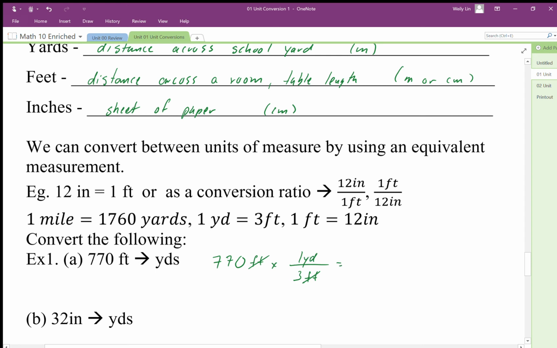So when we do this calculation, 770, times on top, divide on bottom. So we end up with 770 divided by 3, and that's going to give me 256.6 repeating yards. So 256, and we can say 2/3, but let's use decimals here. We use 256.67 yards.